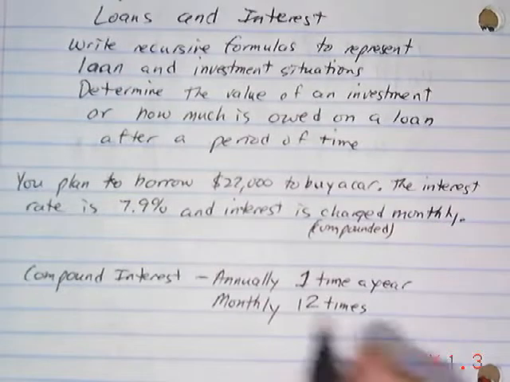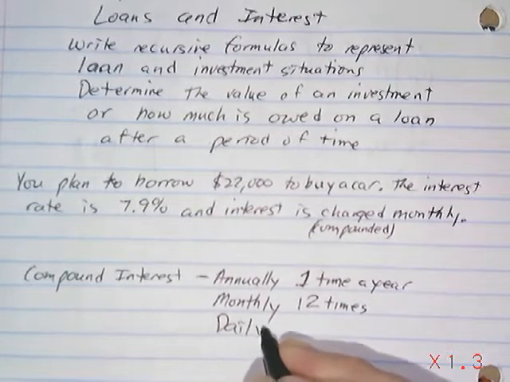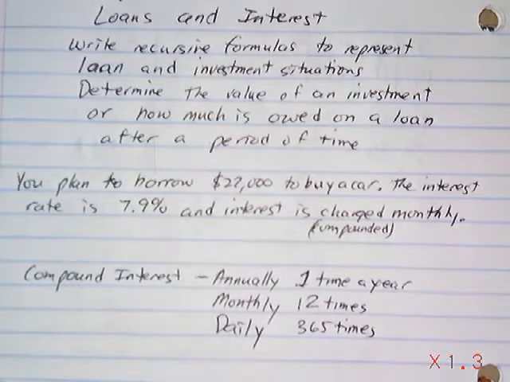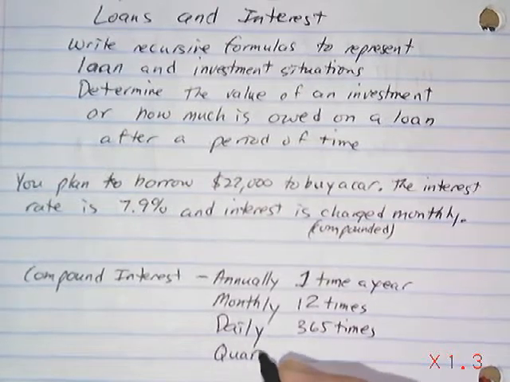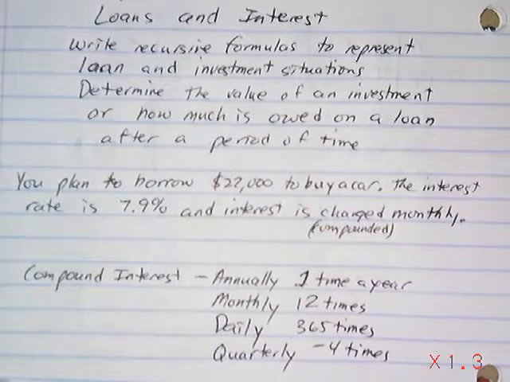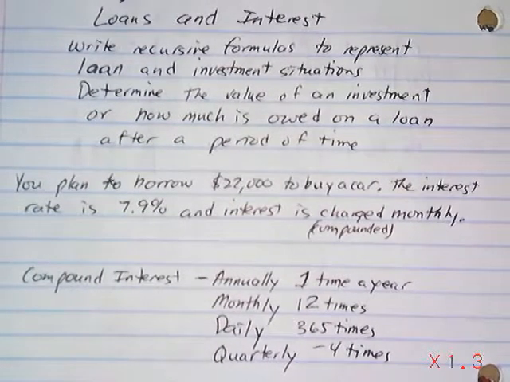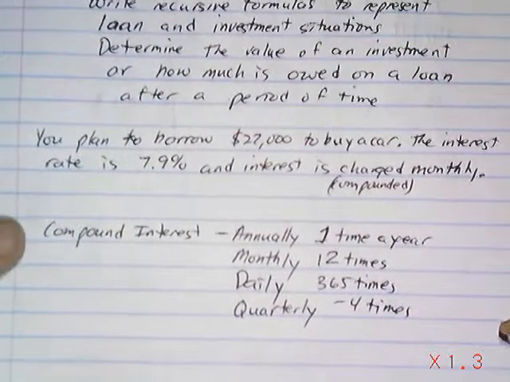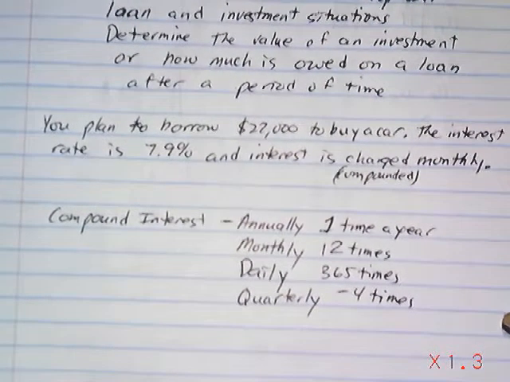Now, we talk about our planning to buy our car here. The interest rate is 7.9%, but it's charged monthly. So we have to ask, what is the monthly interest rate? Well, it would be 7.9% divided by 12, which is 0.00658. That's how much they would charge you monthly, which is a very small percentage, but they're going to charge it to you 12 times.